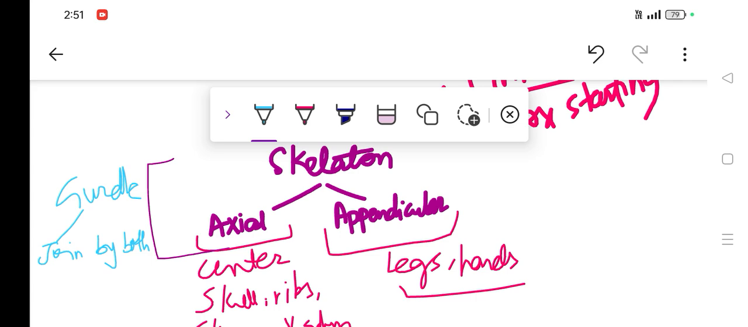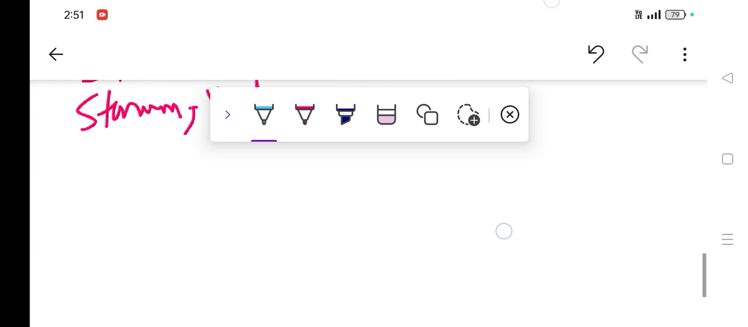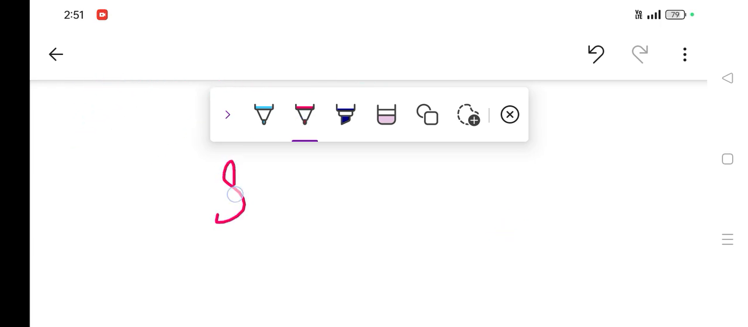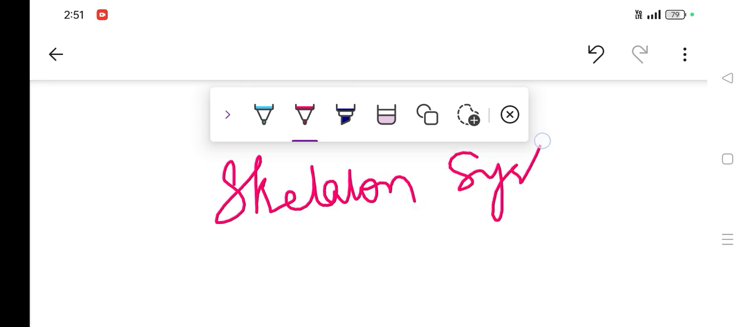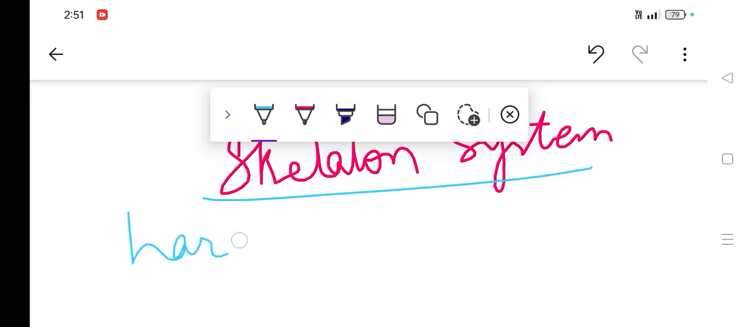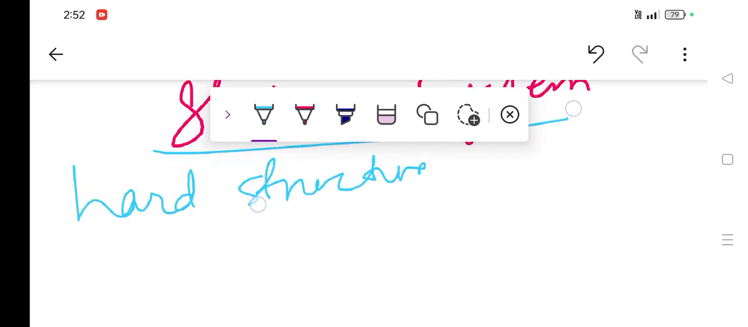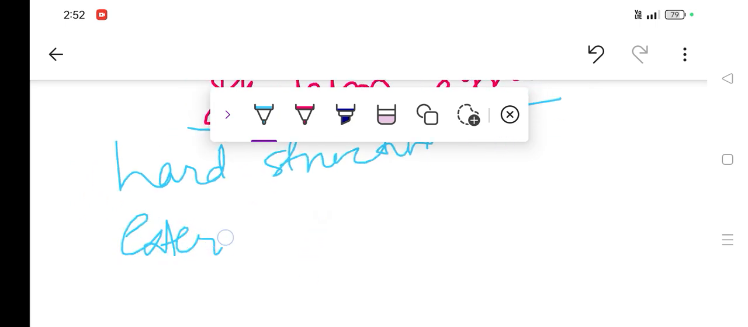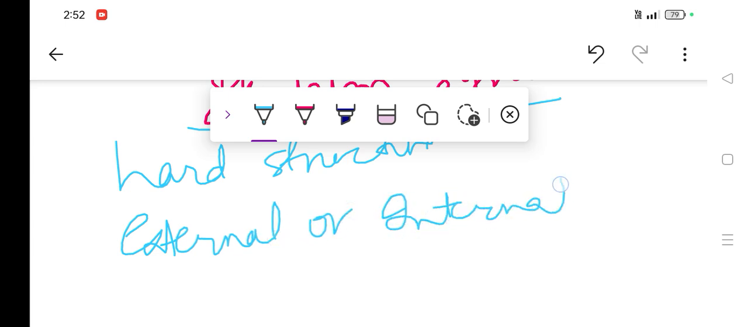Basically, this is our skeleton. But when it comes to the skeleton system, let's check what exactly the skeleton system is. The skeleton system is simply a hardened structure, quite a hard structure, or a group of structures which are external or internal, and they provide support and protection to the body.